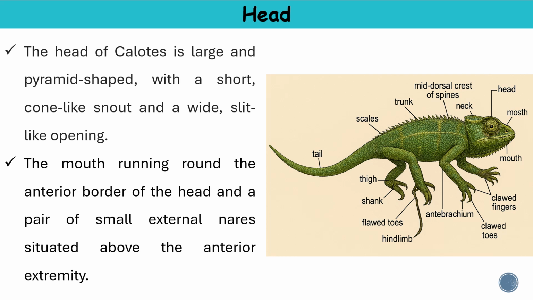Coming to the structure of the head, in terms of shape, the head of Calotes is very large and exhibits a clear-cut pyramid or triangular shape with a short cone-like snout and a wide slit-like opening, the mouth. The mouth runs around the anterior border of the head, and a pair of small external nares can also be seen, located in the most anterior extreme part of the head region.